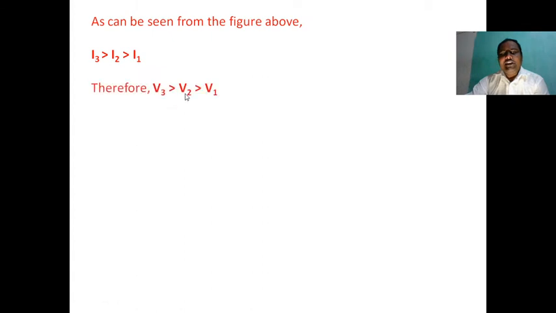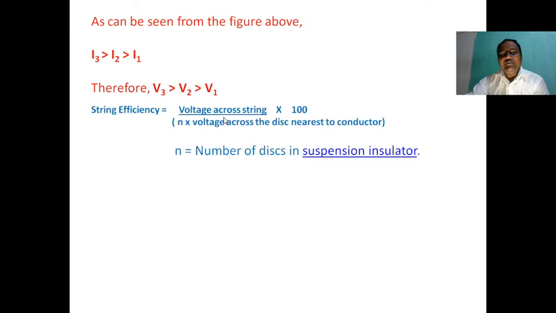Therefore, V3 greater than V2 greater than V1. Already we discussed, V3 is nearest to the conductor, having the maximum voltage. V3 greater than V2 greater than V1.